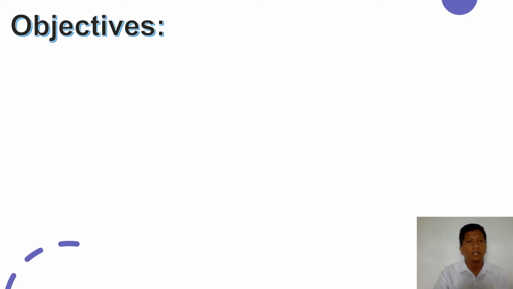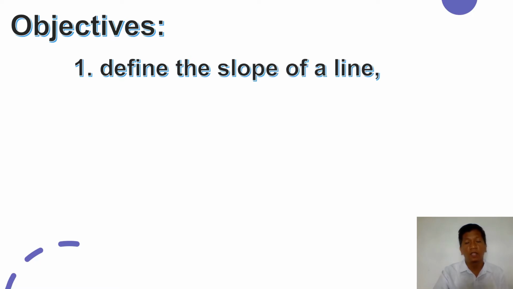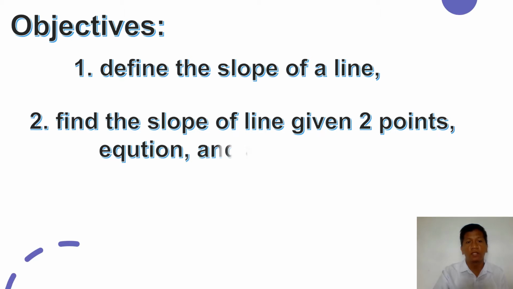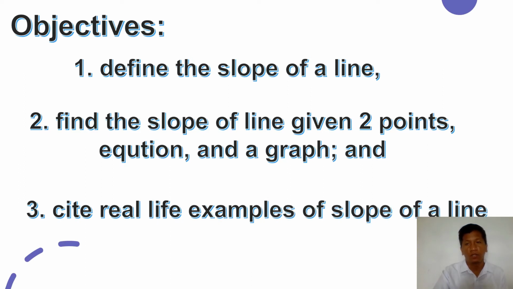Okay, let's read first the objectives of this topic. The first objective is to define the slope of a line. The second objective, let's find the slope of a line given 2 points, equation, and a graph. And our third objective is we're going to cite real-life examples of slope of a line.